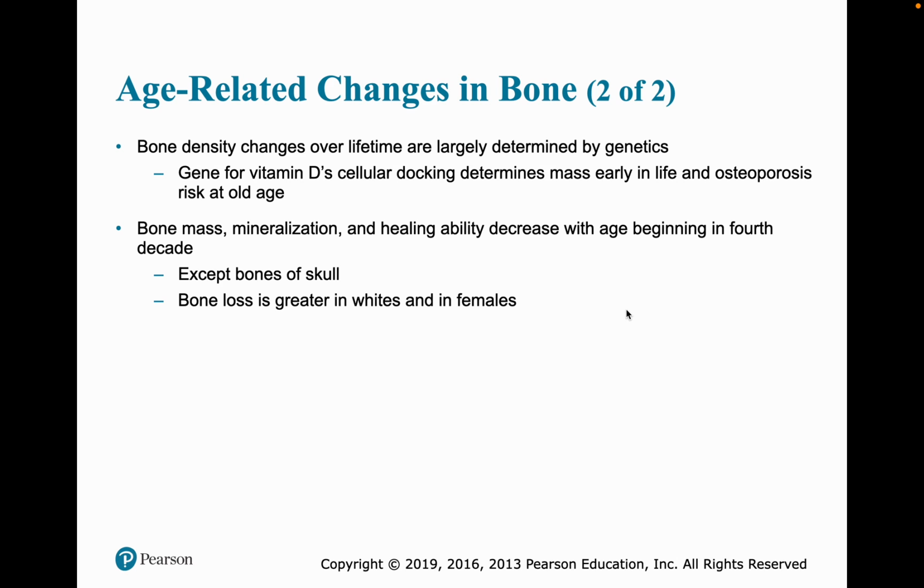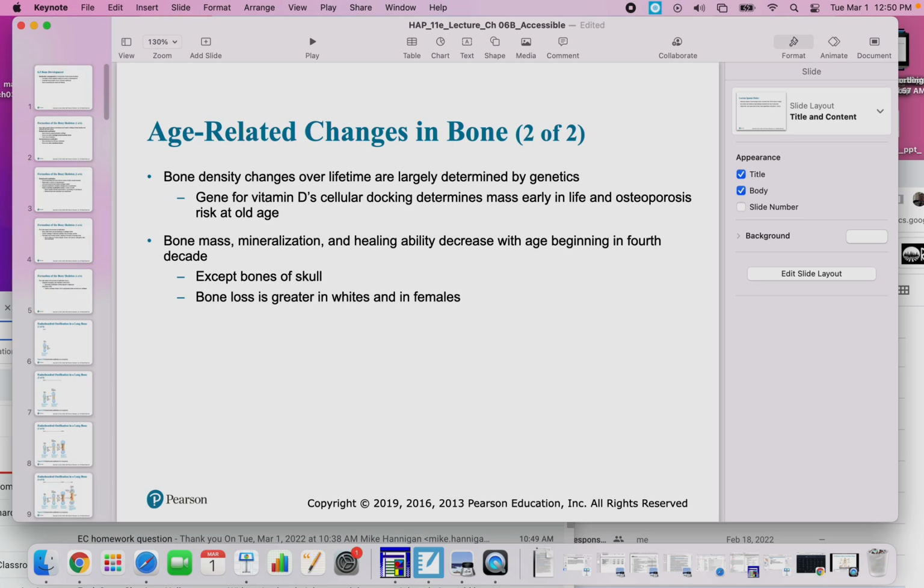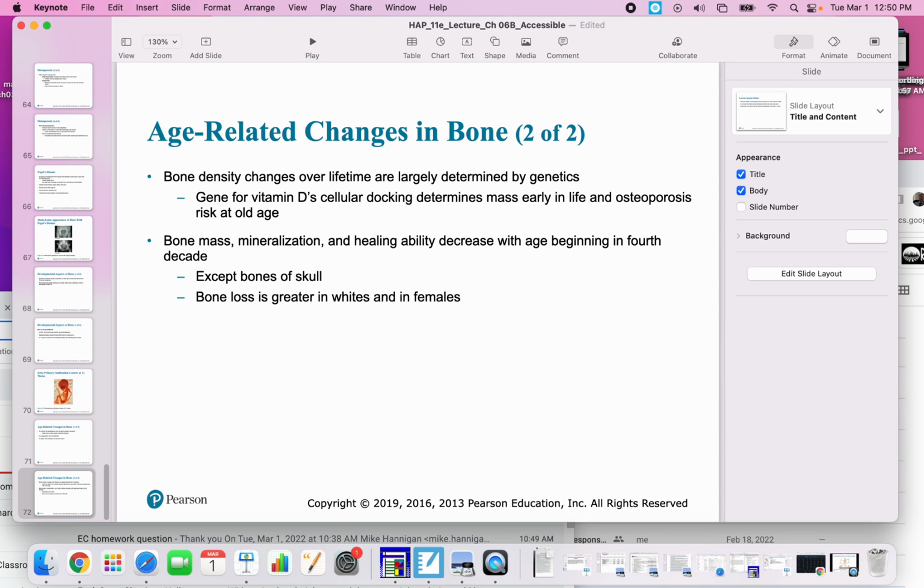Bone mass, mineralization, and healing ability decrease with age, beginning about the 4th decade, so when you hit 40. Except for the bones of the skull, bone loss is greater in whites and in females. And as I like to end all of these, it still beats the alternative. So, all right, I'm going to end it there. Next week, we'll move on to the axial skeleton.